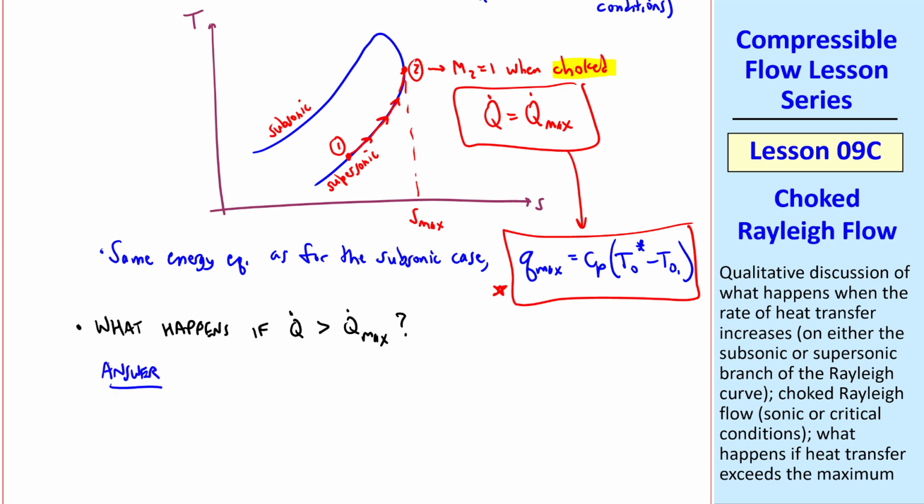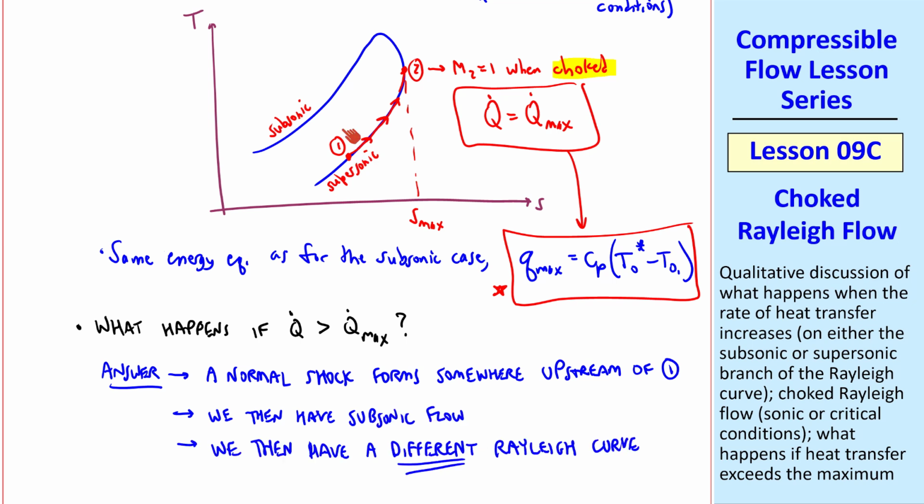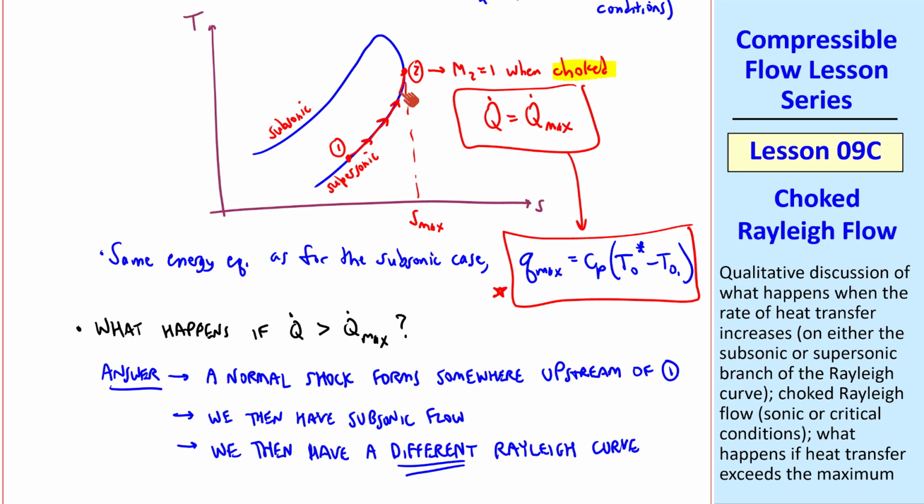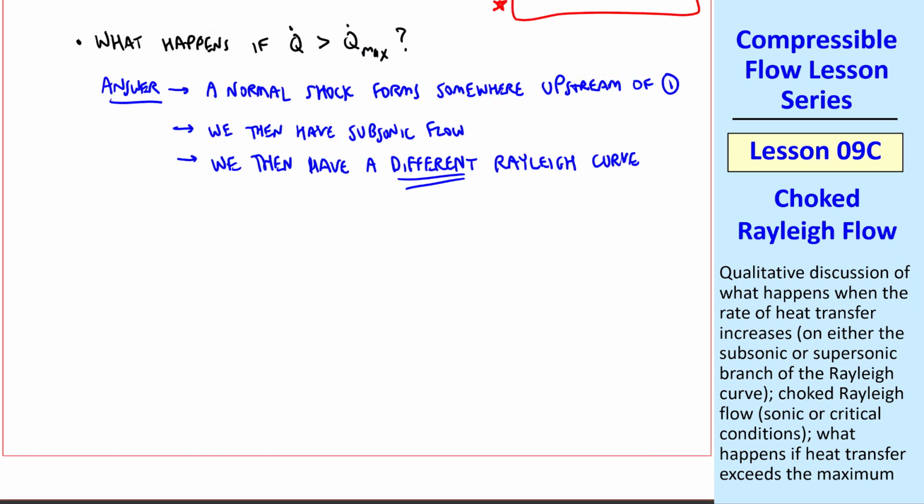So for the supersonic case, a normal shock forms somewhere upstream of location or state 1. We then have subsonic flow, and we then have a different Rayleigh curve. We don't jump to some other location on this subsonic curve. Rather, we have a whole different Rayleigh curve with some new one somewhere here that has an entirely different Rayleigh curve. Let me sketch how that would work.